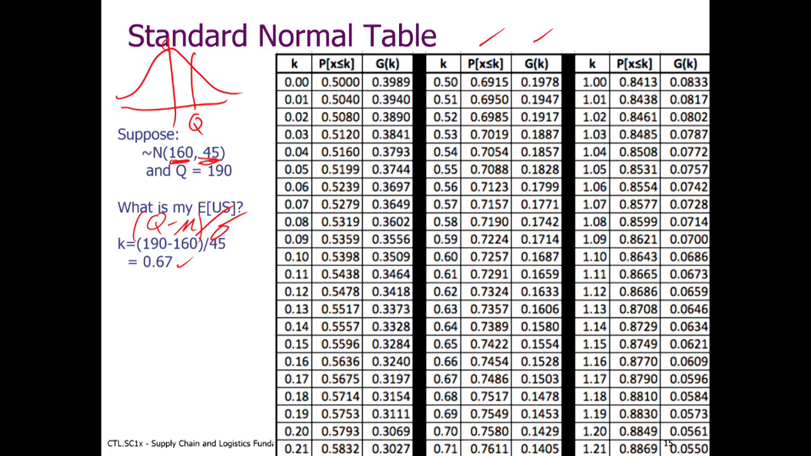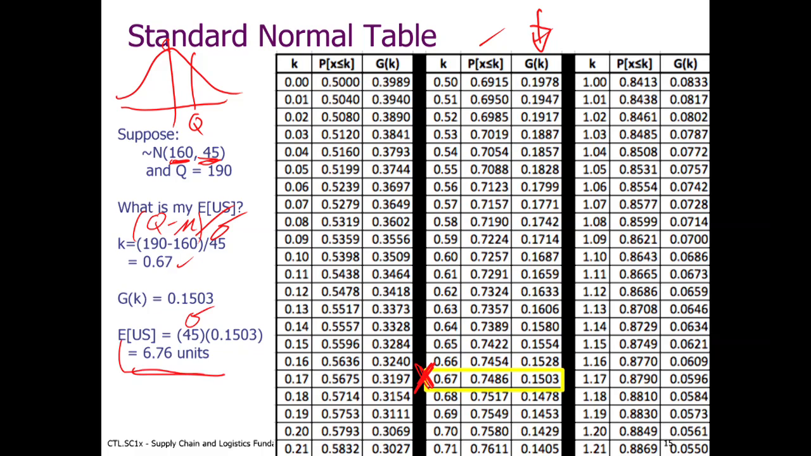So then I look at my table, find 0.67. Here we go, it's right down here. And I find that my G sub k, looking down this column, is 0.1503. So I know for the unit normal distribution that it's going to be 0.15 units short, or 0.1503. I multiply that by my standard deviation of the demand, sigma, and that gives me 6.76.